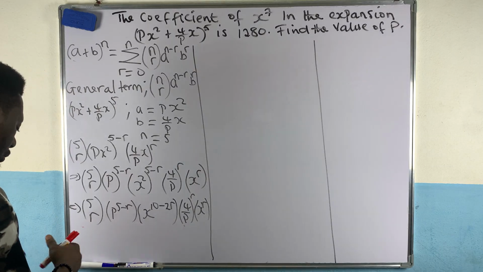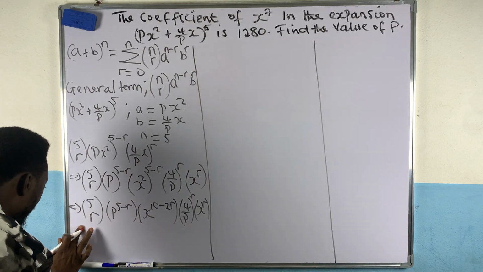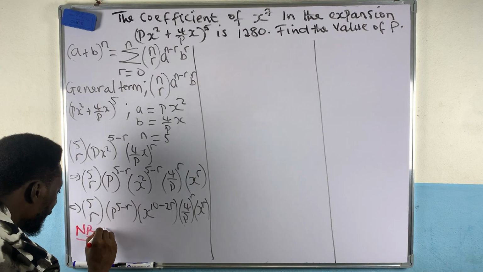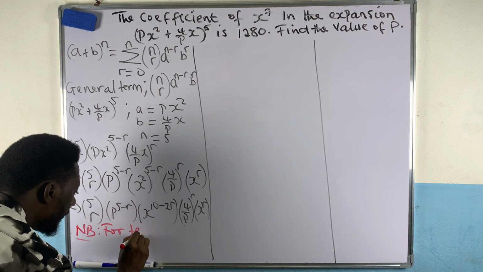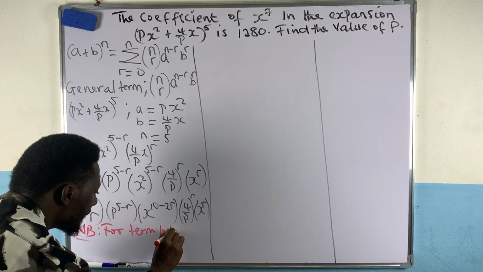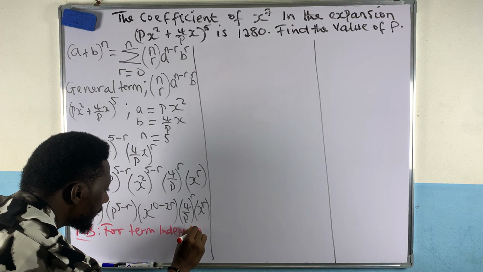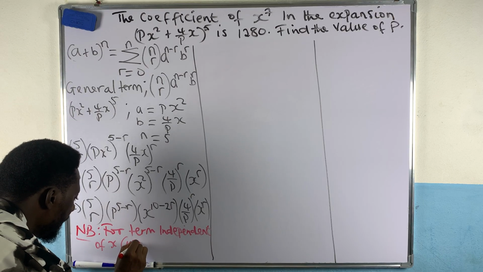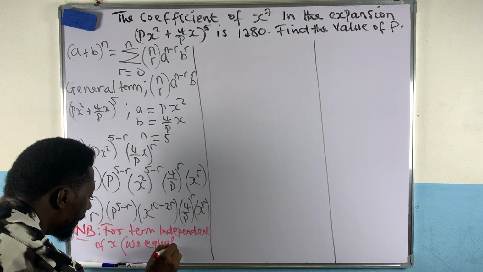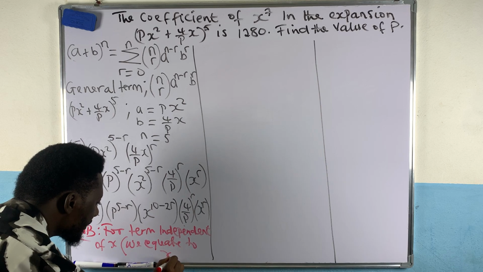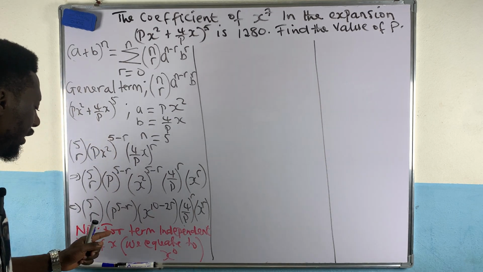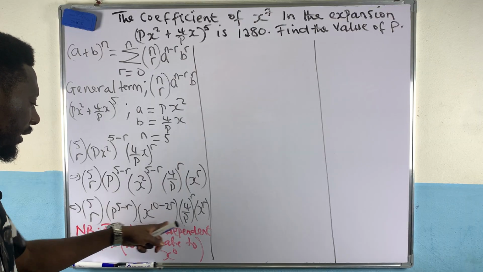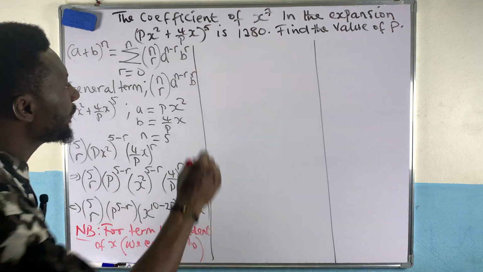Now there's something you have to note. We should note that for the term independent of x, we equate to x to the power 0. So if they are asking us to find the term independent of x, we will equate whatever we have here to x to the power 0.